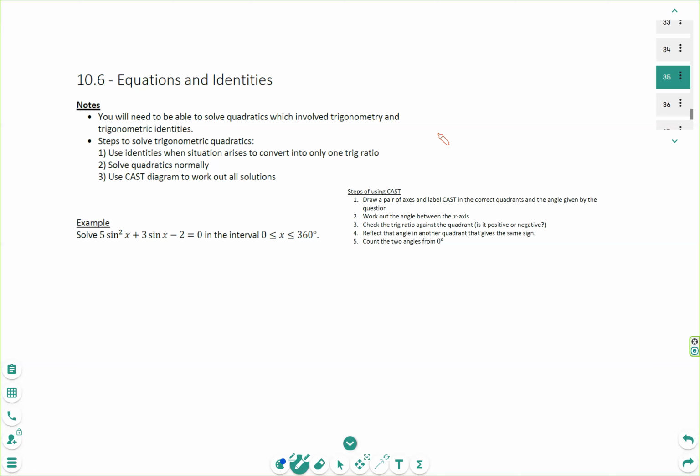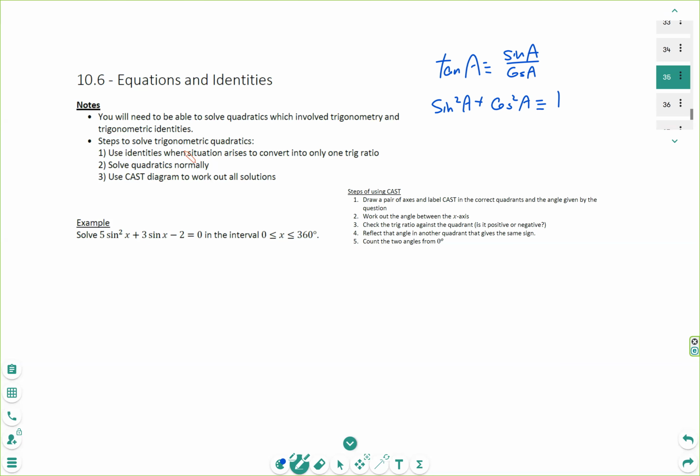So, quick recap, you've learned two new identities. Let's not use theta, let's use A. tan A equals sin A over cos A. These are not given in the formula booklet. Also, sin squared A plus cos squared A equals 1. If you want to be strict, it has to be a triple equals sign because they're equivalent. Anyway, it doesn't matter. So the steps to solve trigonometric quadratics.